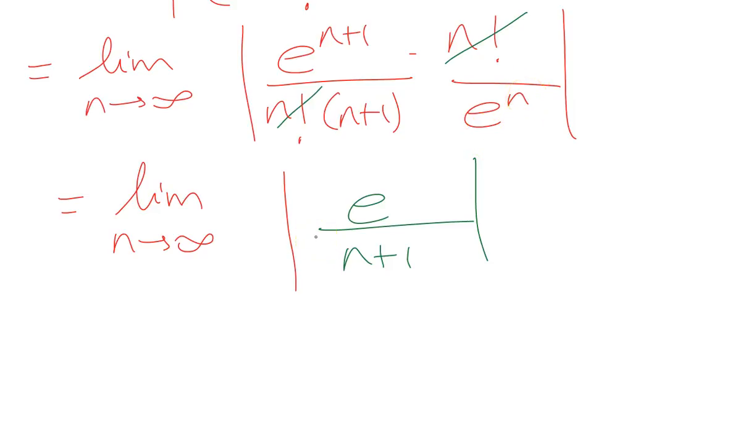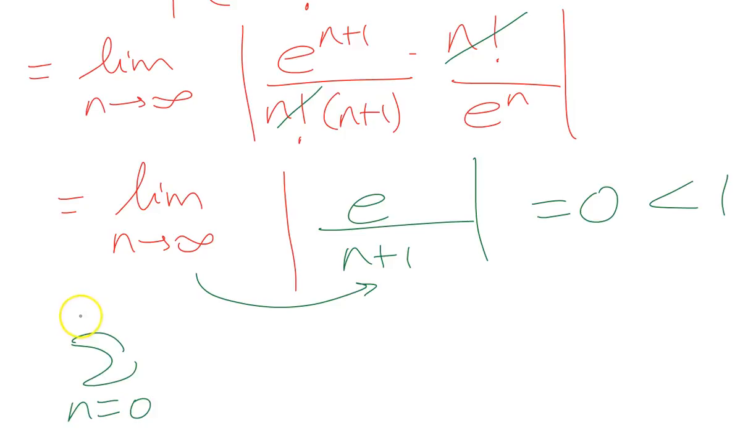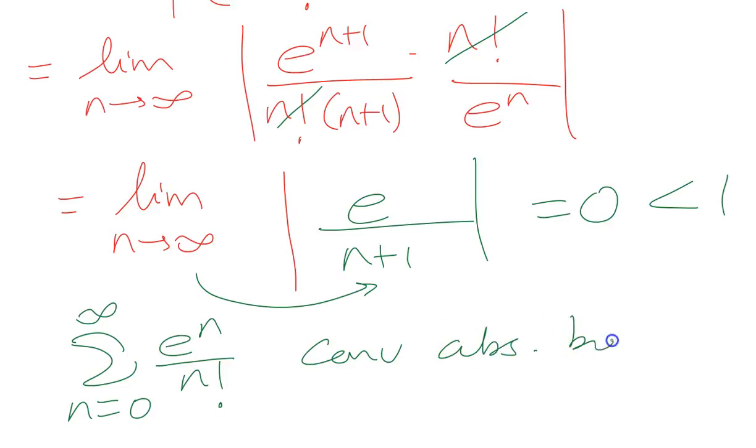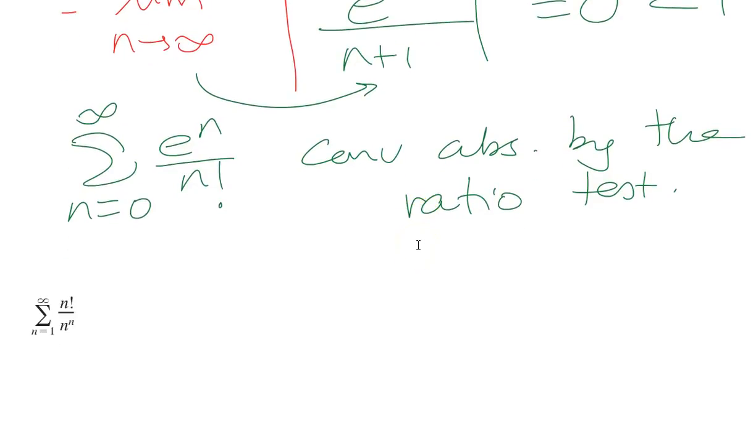So if you take the limit of this, e is a number. N plus 1 goes to infinity. E over infinity is 0, which is less than 1. So the original series, e to the n over n factorial, converges absolutely by the ratio test. Does it make sense? Good. What about the next test?